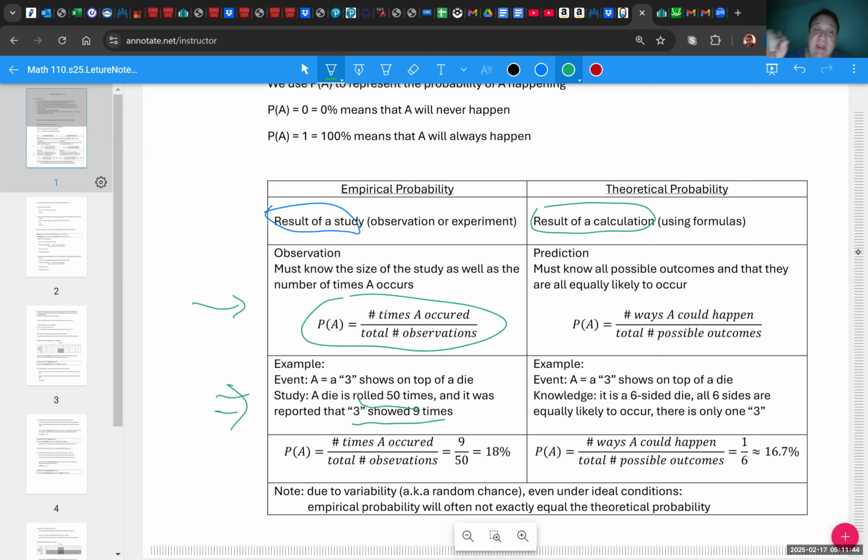All right, so now let's look at the theoretical probability. Oh, I didn't color code this like I hoped. Okay, well, time to change the color.